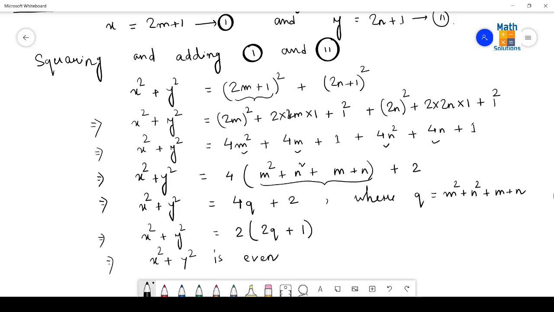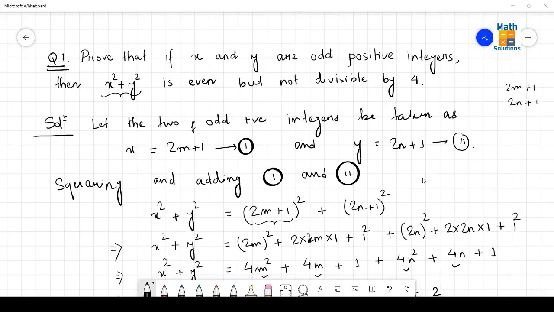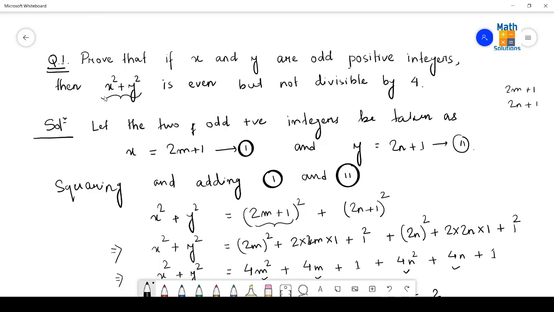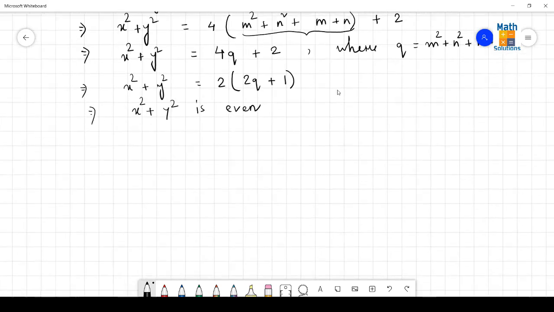So the first part is already proved. In the first part, in the question, we had to show that x square plus y square is even, and that part we have already proved. Now coming to the later part, actually we have to show that the quantity which we get for x square plus y square is not divisible by 4. So let us check that part next.